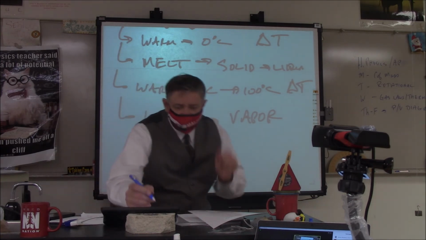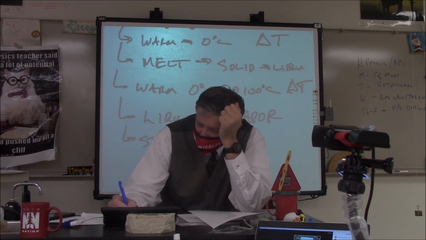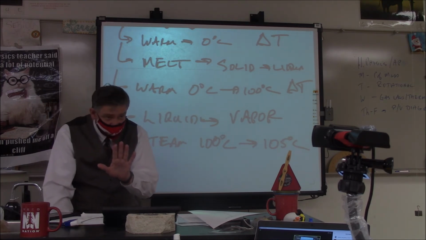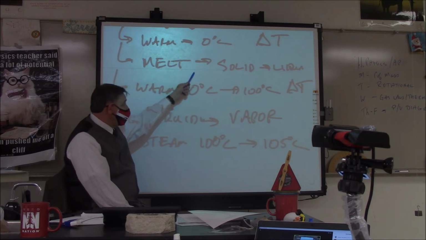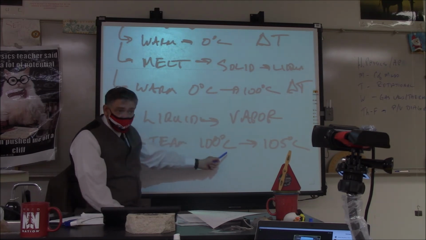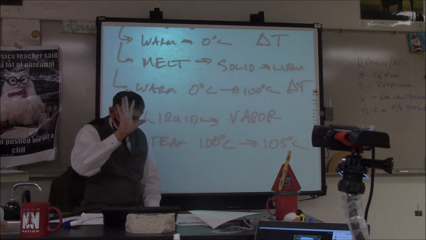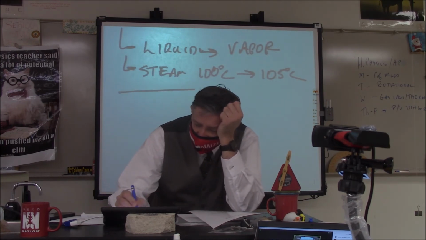Then the last thing I want to do is take that steam that's at 100 degrees and heat it up to, I don't know, maybe 105 degrees. So I'm going to go through 5 different changes. Count them: 5. I'm going to warm the ice, melt the ice, warm up the water, boil the water, and then warm up the steam. So I'm going to go through a total of 5 different changes. Count them: 5. So, let's start with the first one.